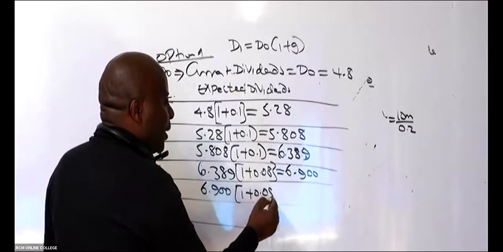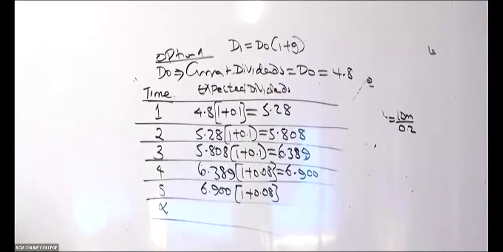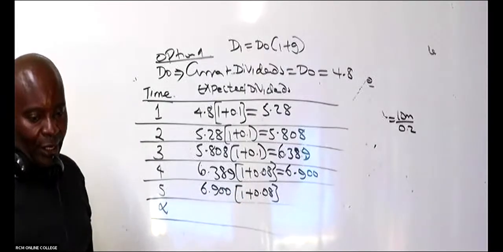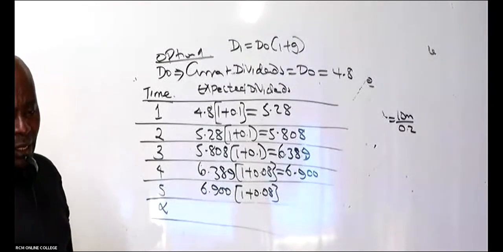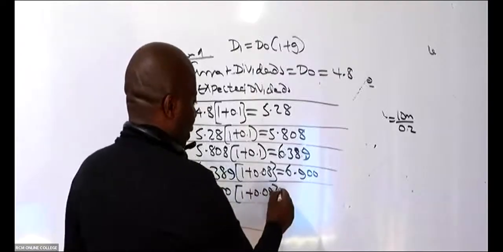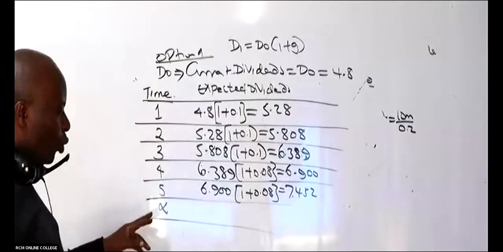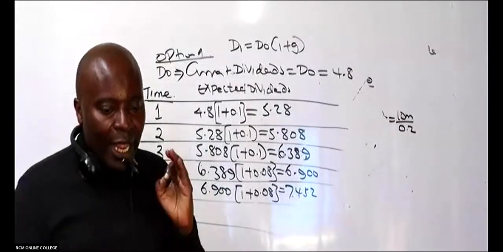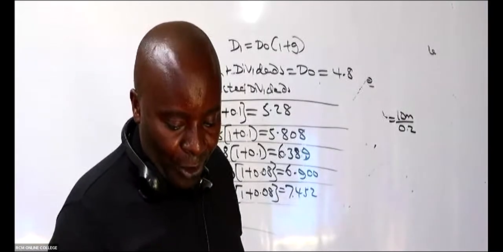Still, the 8% is applicable, because 8% is for those 2 years. So Joanne gives me 7.452. Ladies and gentlemen, from there now we go to what we are calling infinity, because they have told us thereafter we are going to have a perpetual growth rate.